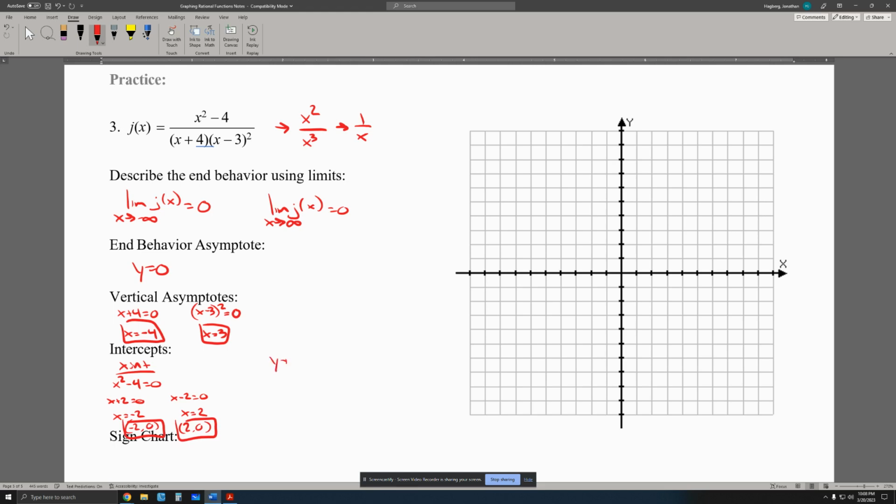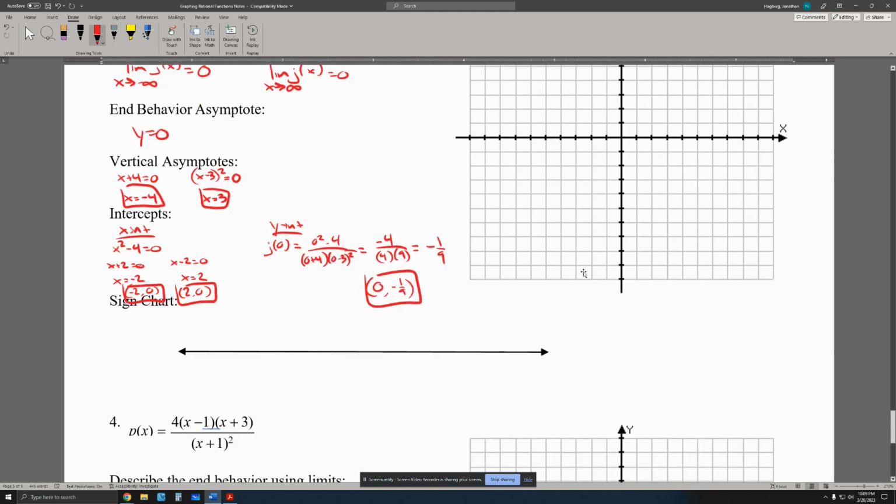For our y-intercept, we can evaluate j of 0. So we get 0 squared minus 4 all over the quantity 0 plus 4 times the quantity 0 minus 3 squared. This is equal to -4 over positive 4 times positive 9. So this would be equal to -1/9. As an ordered pair, we have (0, -1/9).